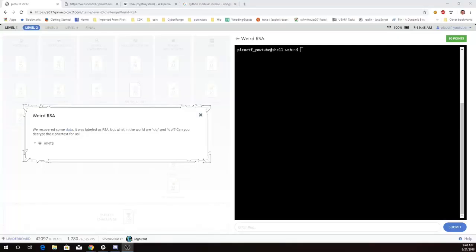This is Martin Carlisle with the picoCTF 2017 problem, Weird RSA. We've recovered some data labeled as RSA, but what in the world are DQ and DP? Can you decrypt the ciphertext for us?